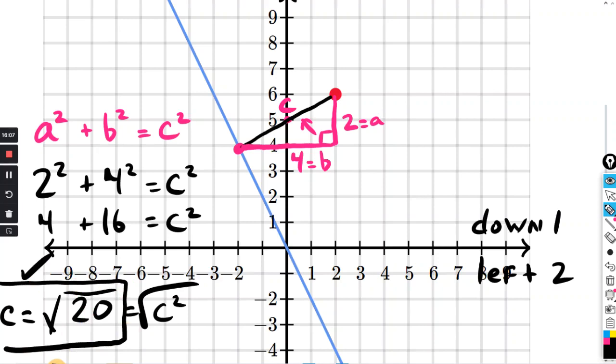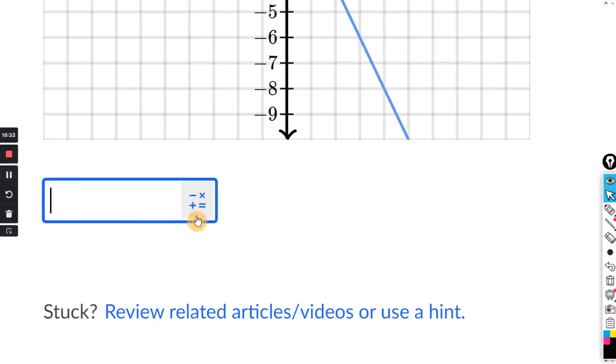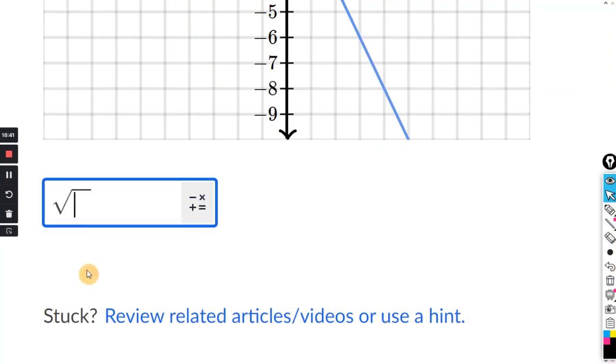Again, if you want to use the distance formula, you certainly can. This point here is at (2, 6). This point here is at (-2, 4). If you want to use the distance formula, you can do that. I like the right triangle better, and my answer is radical 20. So in the box, you either click here to find the symbol or type SQRT for square root. See that? It gives you the square root. And I said it was radical 20.